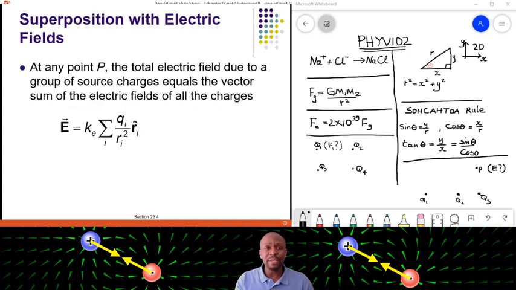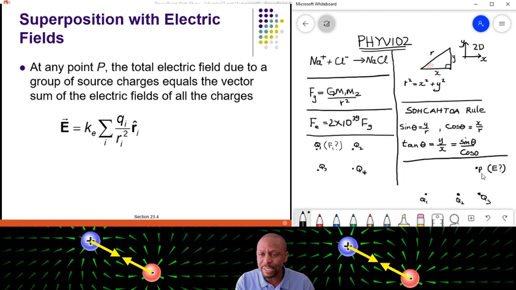Now, in terms of the superposition principle for the electric field, at any point P, the total electric field due to a group of source charges equals the vector sum of the electric fields of all the charges. I've already noted this on your whiteboard here.